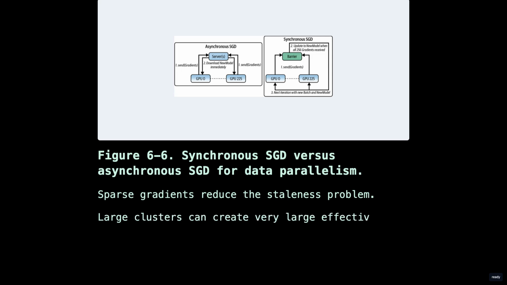If every machine contributes its own batch, the global batch can grow extremely fast. That often reduces the number of optimizer steps per epoch, so people try to raise the learning rate as well, but only up to the point where optimization stays stable.